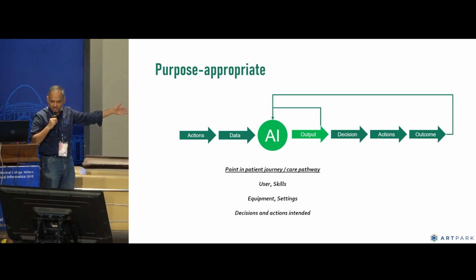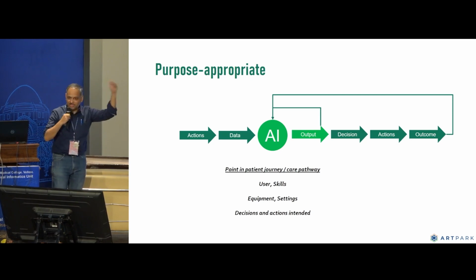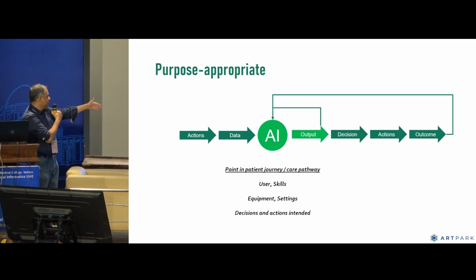But you have deployed it, right? And then you get an output, and you use that output to take a decision, and someone takes actions using that decision, and only then you get to an outcome, right? And if you're lucky, you have a system where you can close the loop and get the AI to learn along the way.